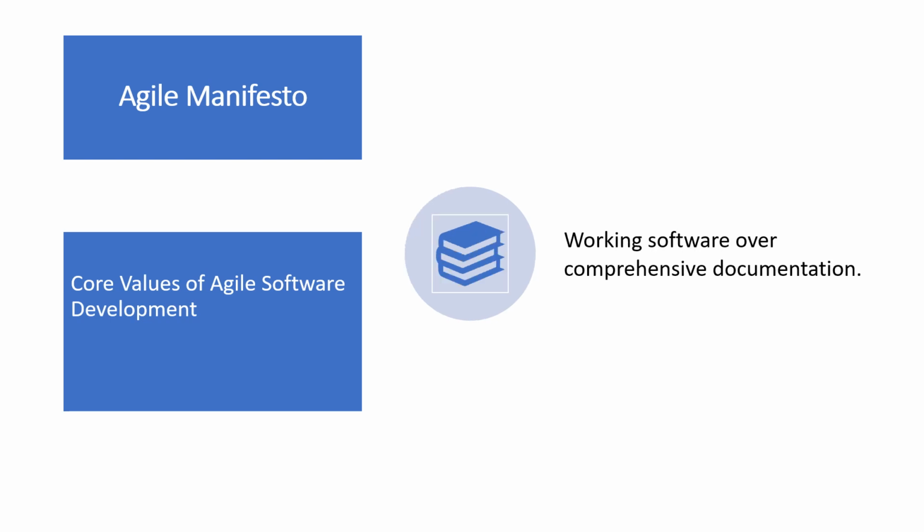Working software over comprehensive documentation. In the traditional way of software development, enormous time was spent on documenting the product for development and delivery. There was an extensive list of documents which included technical and requirement specifications, system specifications, interface design documents, test plans, project plans, and approvals required for each.